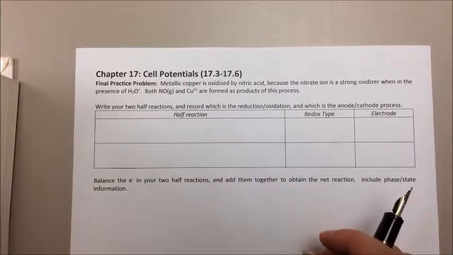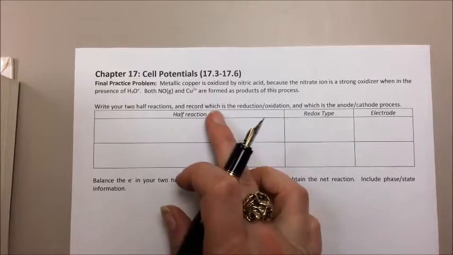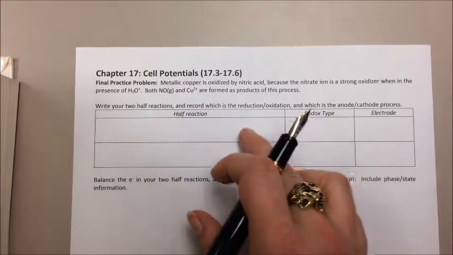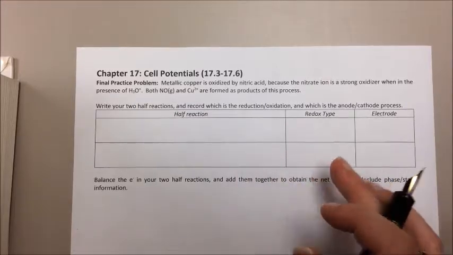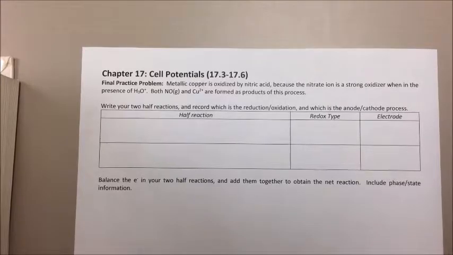Metallic copper is oxidized by nitric acid because the nitrate ion is a strong oxidizer when in the presence of H3O+. Both NO as a gas and aqueous copper 2+ are formed as products of this process. So we need to locate our two half reactions. Each of these half reactions you will find in your book, so you'll need to look those up and get their standard reduction potentials.